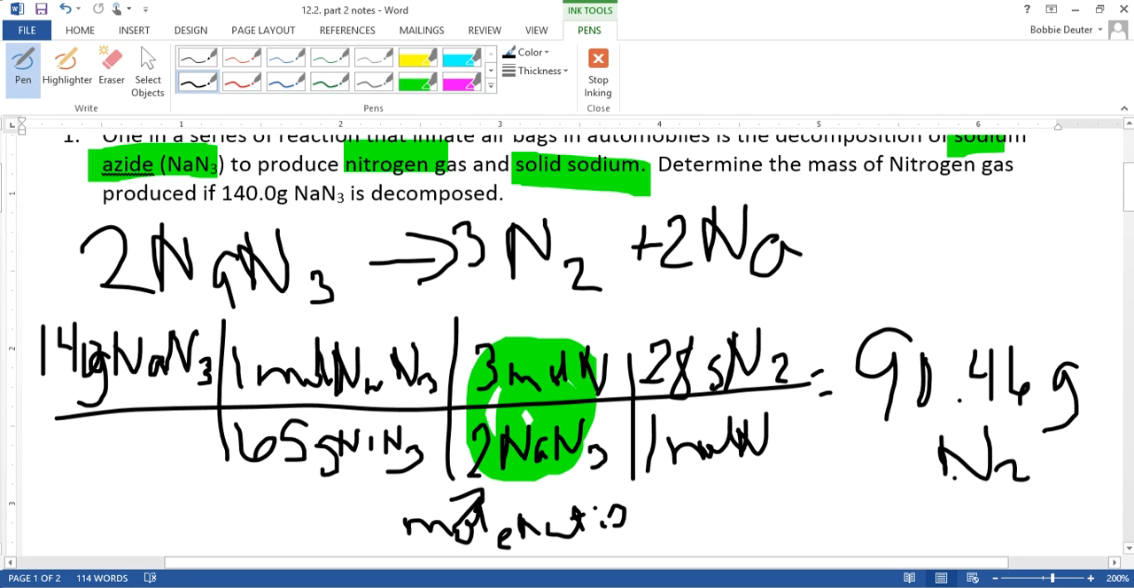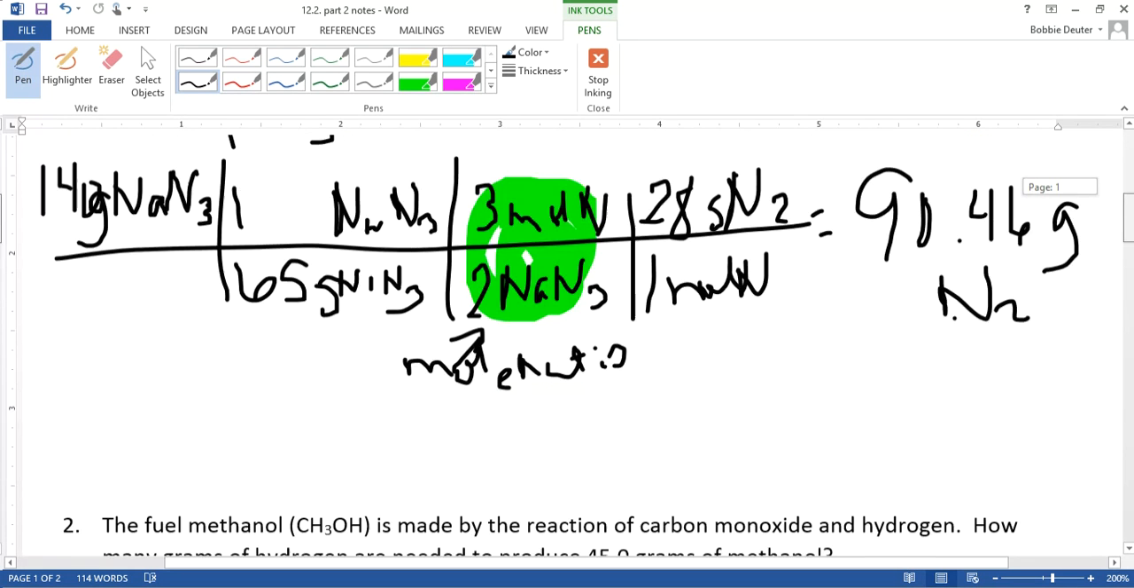So remember, we have to start with what we're given, convert that into moles. Then by using our molar ratio, we can convert into grams of the other substance.